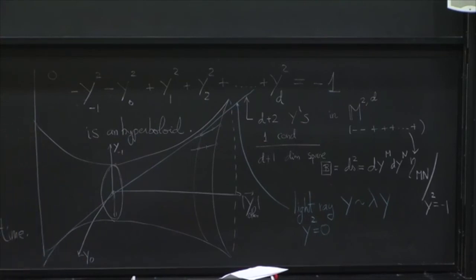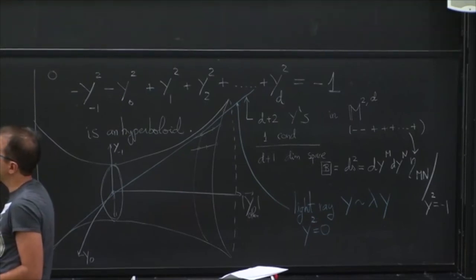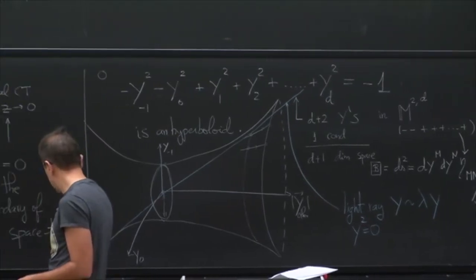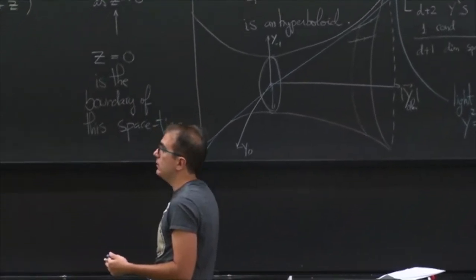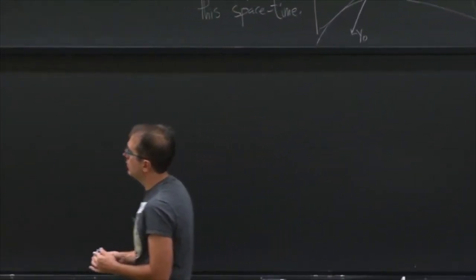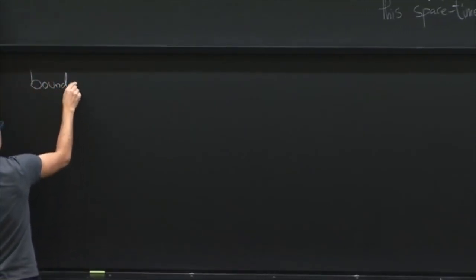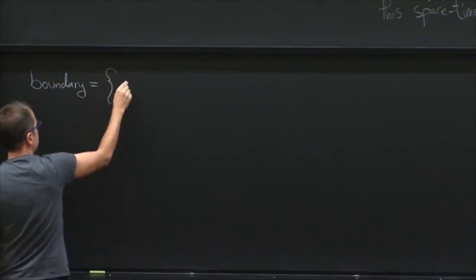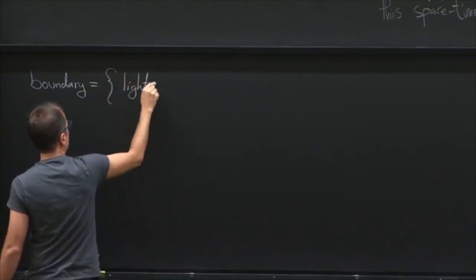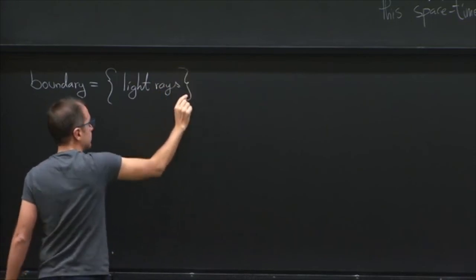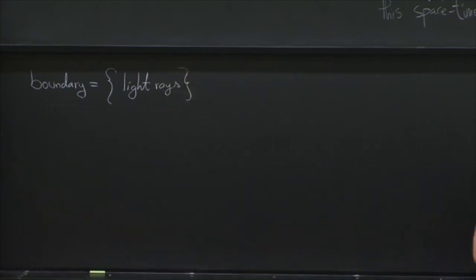And so let me write it somewhere. This conformal block stuff we don't need anymore. Just move it up. And so the boundary equal to the set of light rays. Okay, this is a state. And that is a hyperbola.